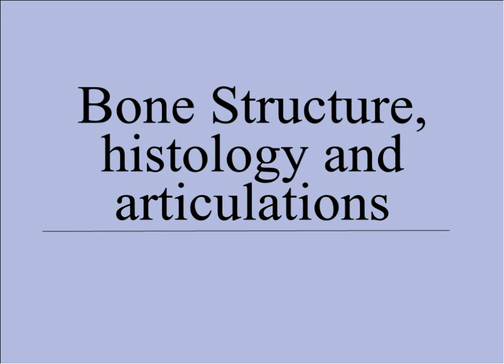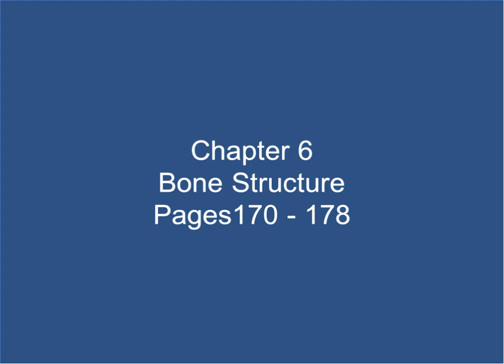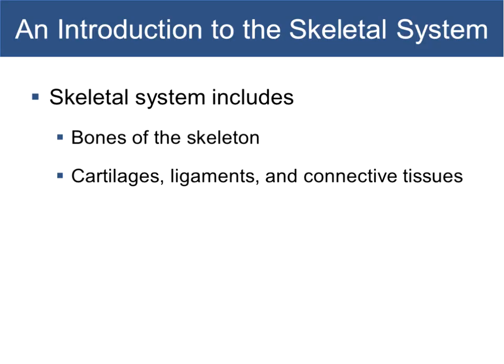All right. So bone structure, histology, and articulations on here. This is in Chapter 6, but remember your page numbers are going to be a little bit off if you have the newer version of the textbook. But what you want to look for is that it's going to start with the introduction of the skeletal system. I'm not sure exactly what the page numbers are in the new book. I don't have the new book in front of me right now.